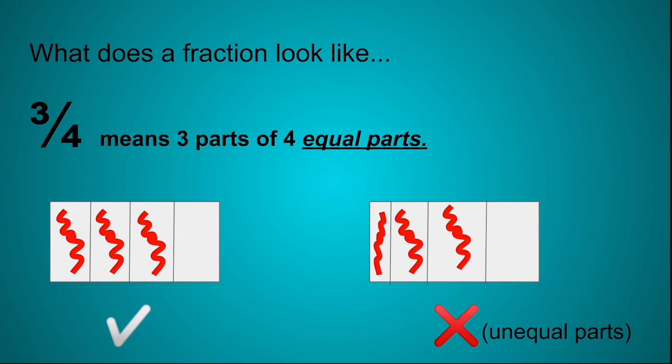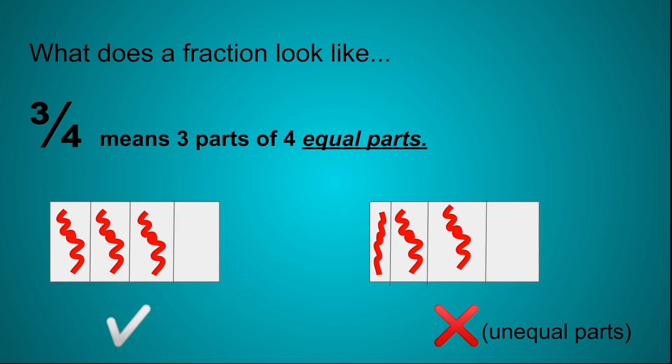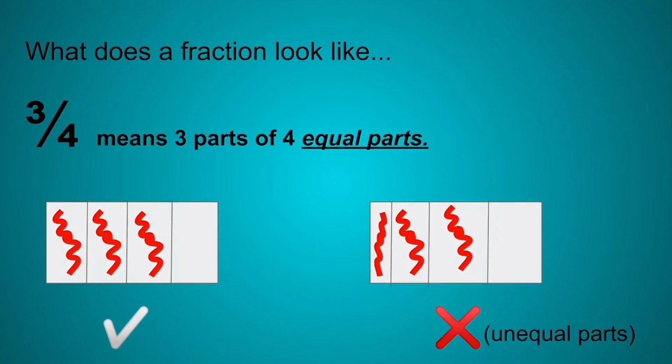If you take a look at the 2 diagrams at the bottom, one of the diagrams shows us 3/4 and the other one is not 3/4. The diagram on the left-hand side with the tick is 3/4. And why is it 3/4? Because it has been divided into 4 equal parts. The diagram on the right-hand side is not 3/4 because it has been divided into 4 unequal parts.